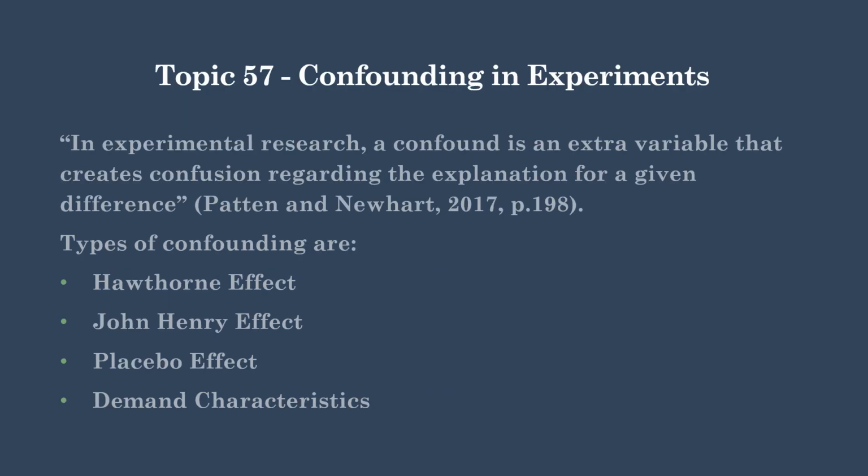Topic 57, confounding in experiments. Patton and Newhart explain, in experimental research, a confound is an extra variable that creates confusion regarding the explanation for a given difference. Types of confounding are the Hawthorne effect, the John Henry effect, the placebo effect, and demand characteristics.